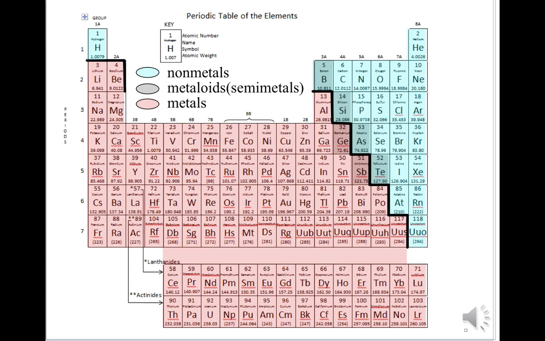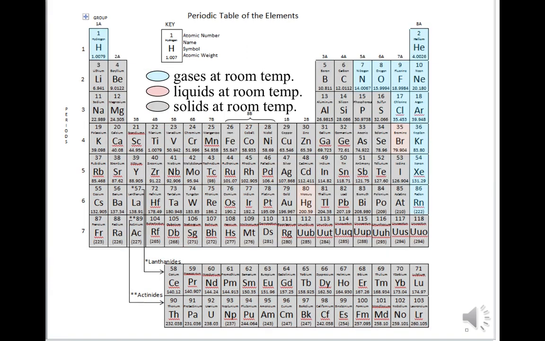It's also helpful to group elements by which phase they are in at room temperature. There are several gases. In the rightmost column are the noble gases. You know one of these, helium, near the top.